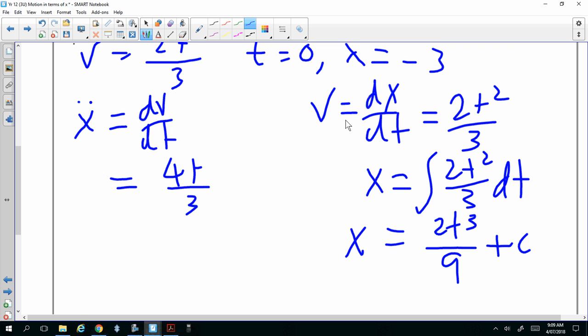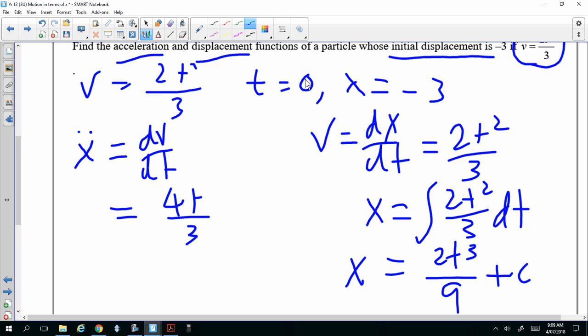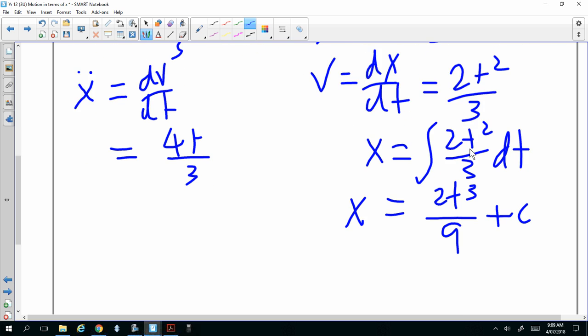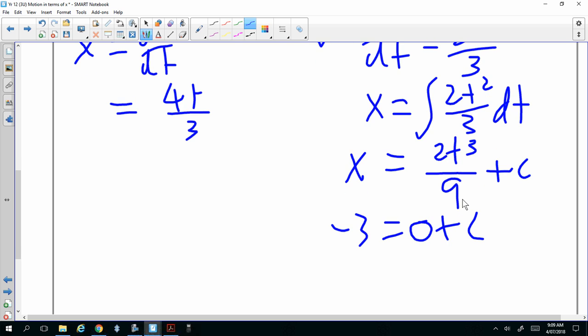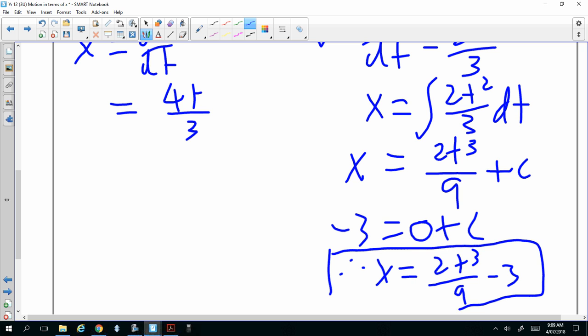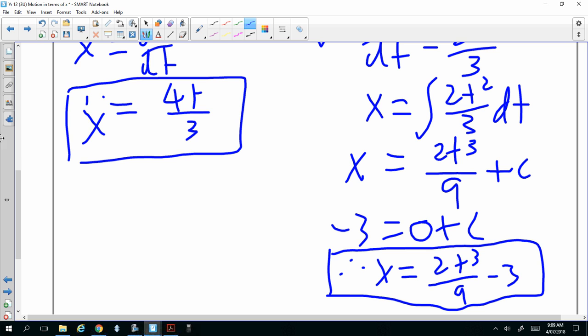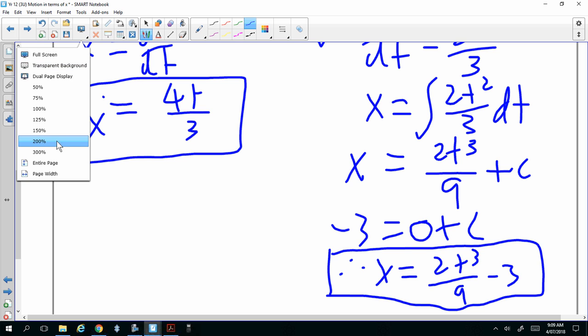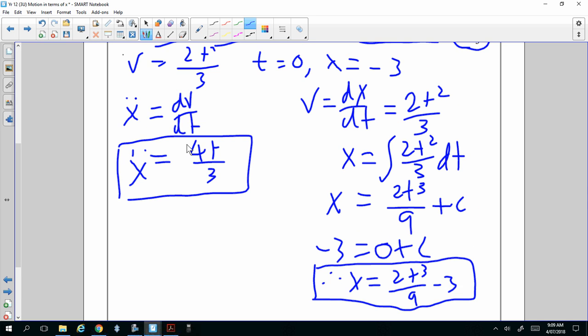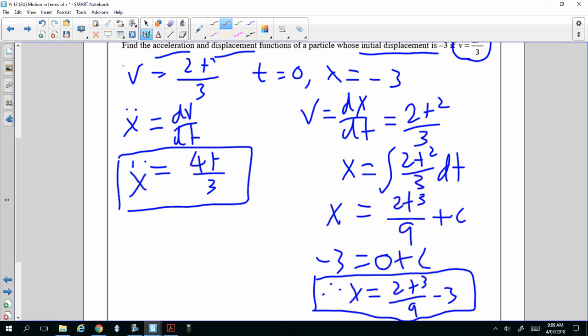And to find c, we use the fact that when t is 0, x is negative 3. So you get negative 3 equals 0 plus c, so c can be found. Therefore, x equals 2t cubed over 9 minus 3, which is your final answer here. This is acceleration. This is something we've learned in Advanced Maths, 2-unit maths, which is just very easy.